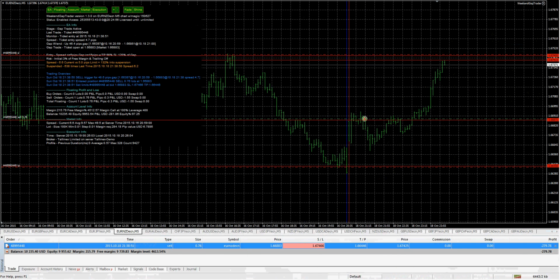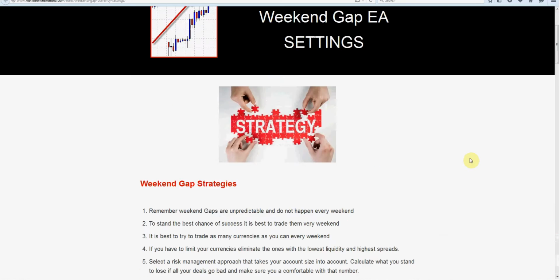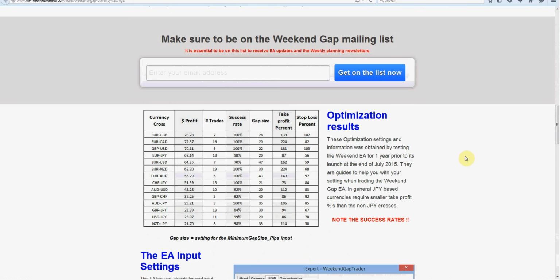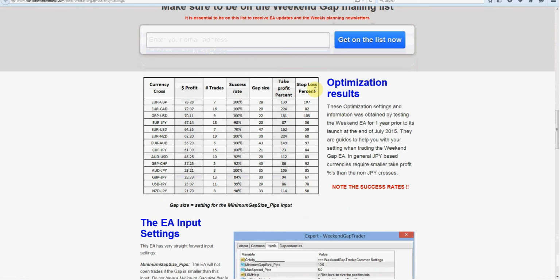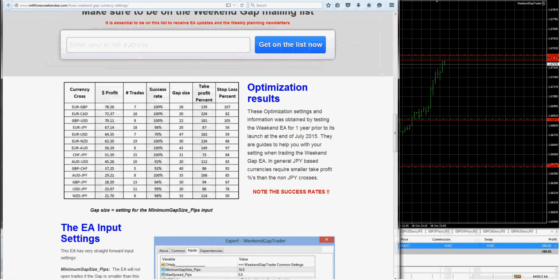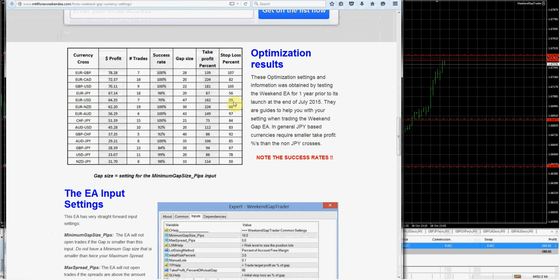Like right now, I'm using 15 for the gap size, whereas other people are using 10. There are other people that are using 20. And if you come over here, there are other people that are using, where is it at here? Some people are using the optimized results or settings, which means that you're not going to get as many trades, but your odds of having winning trades goes up.